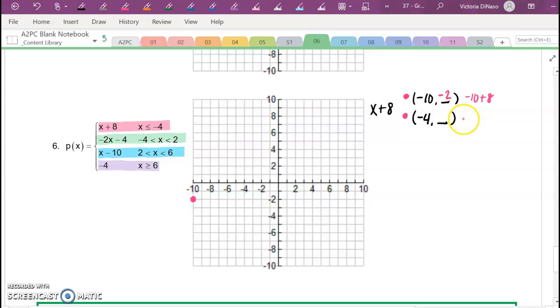Now we have to plug in negative 4. So we have negative 4 plus 8, which is positive 4. So we have negative 4, positive 4, and we have a closed circle. We're going to go ahead and connect.